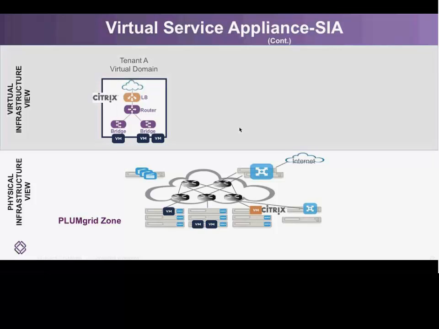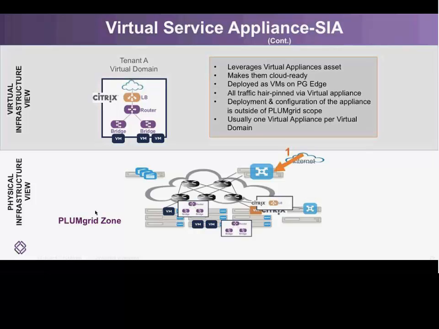So the first one is the virtual appliance service insertion. In this example, you have your virtual domain topology on the top. And what we're doing here is leveraging a VM, a virtual appliance, to provide the load balancing functionality. Whenever VMs need to talk to each other, or, for example, talk with the external world, they're going to go through the load balancer virtual appliance. So we're hairpinning the traffic through the virtual appliance.